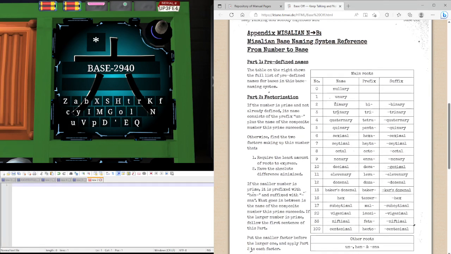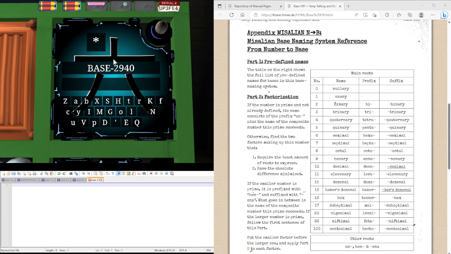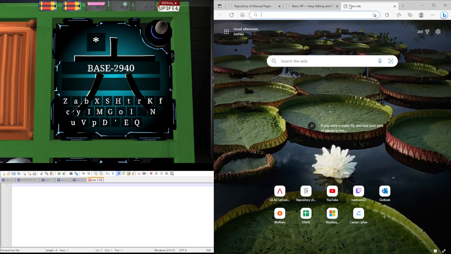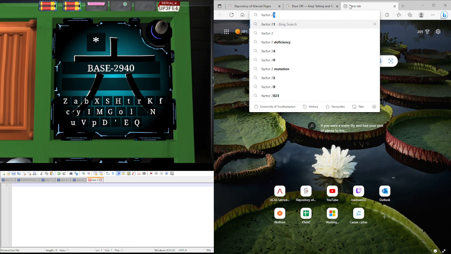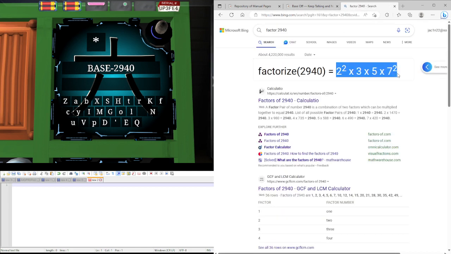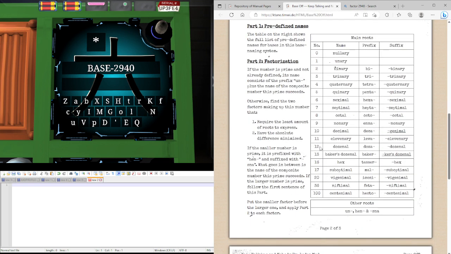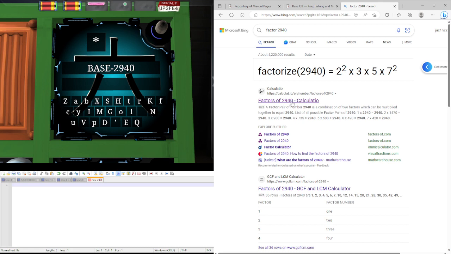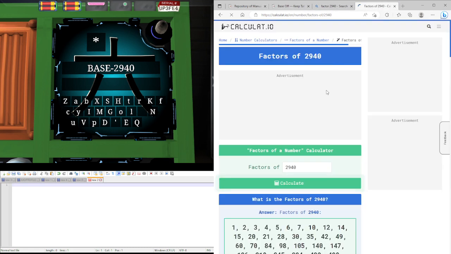So let's just get started with this one. We have the number 2940. If we factor 2940, we get these. Now we have to consider which one requires the least amount of factors when we combine them together. Effectively, can it be expressed by two of these factors? Let's see.